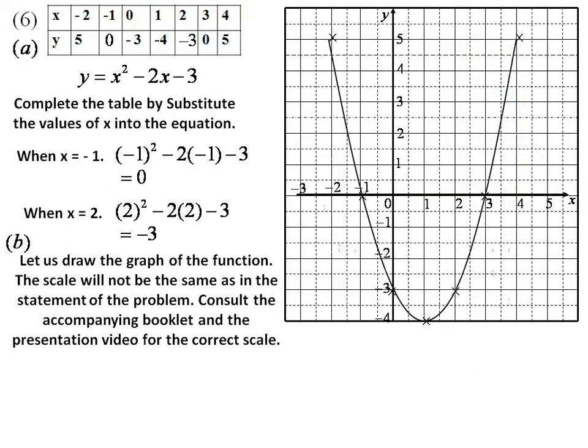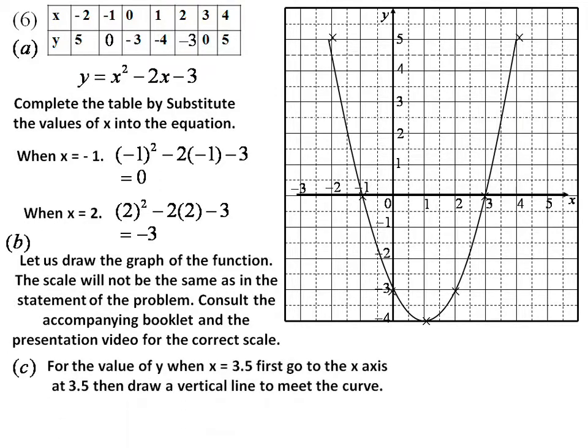Finish up by drawing the smooth curve through all of those points. What do we do next? We need to determine the value of y when x is equal to 3.5. So we locate 3.5 on the x-axis. Then draw a vertical line to meet the curve.